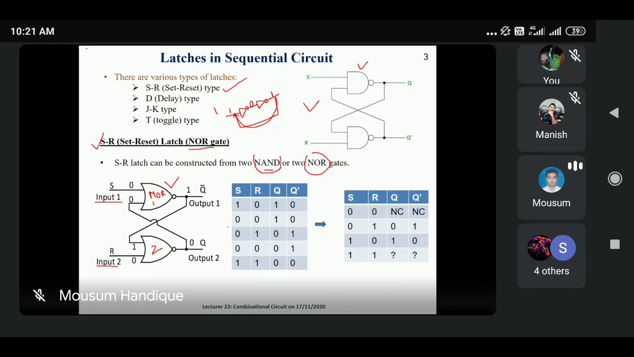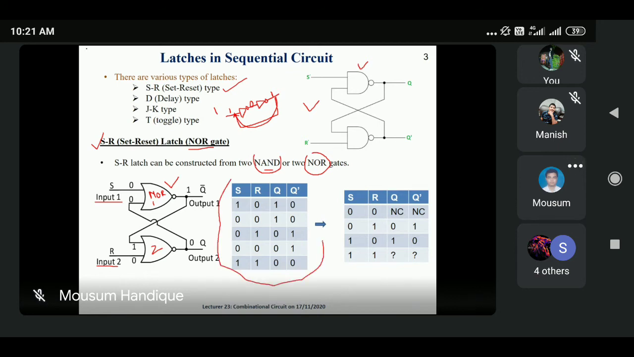Because here we are using some memory, we are recognizing this one as the feedback. This one, some particular memory we can recognize. And this one is the memory. So how this circuit behaves, that part we are discussing with this table.